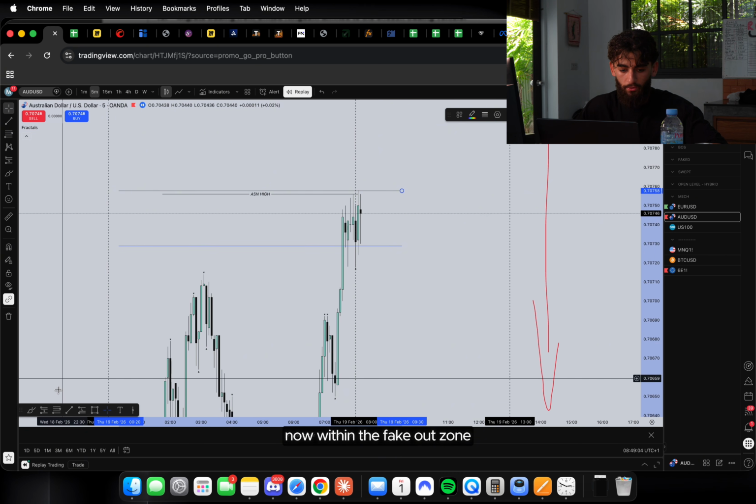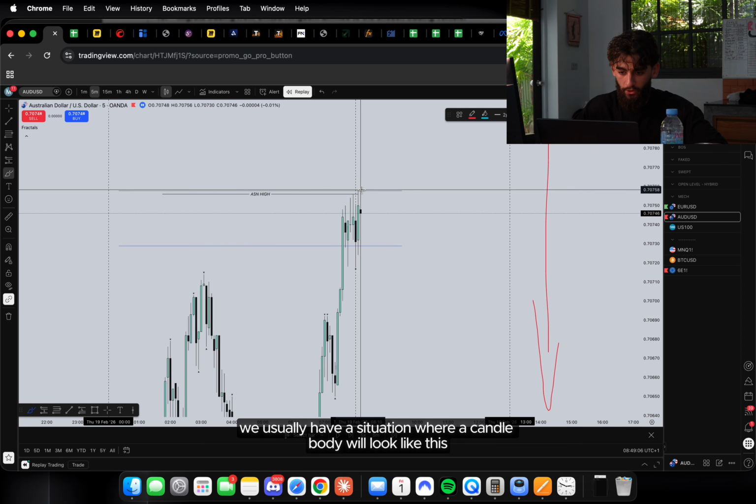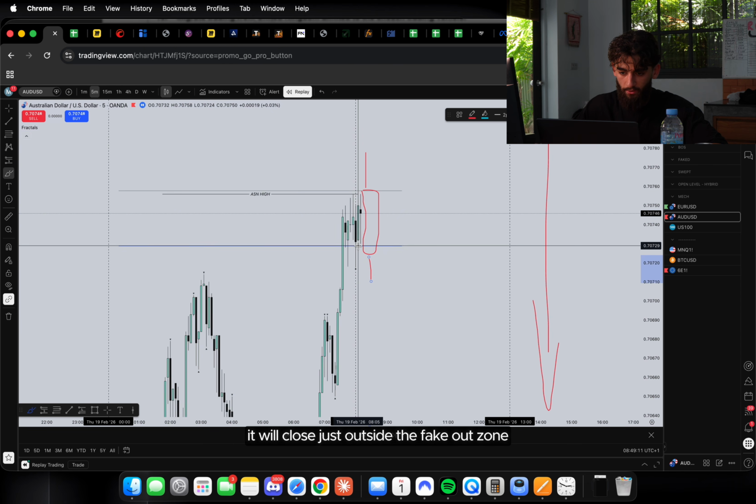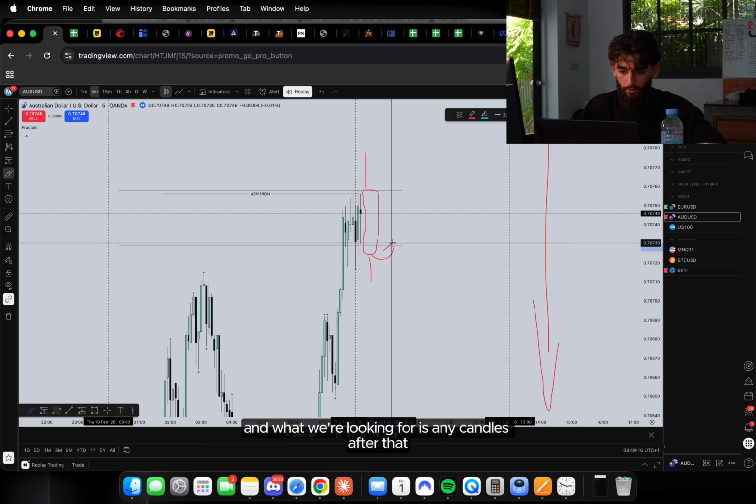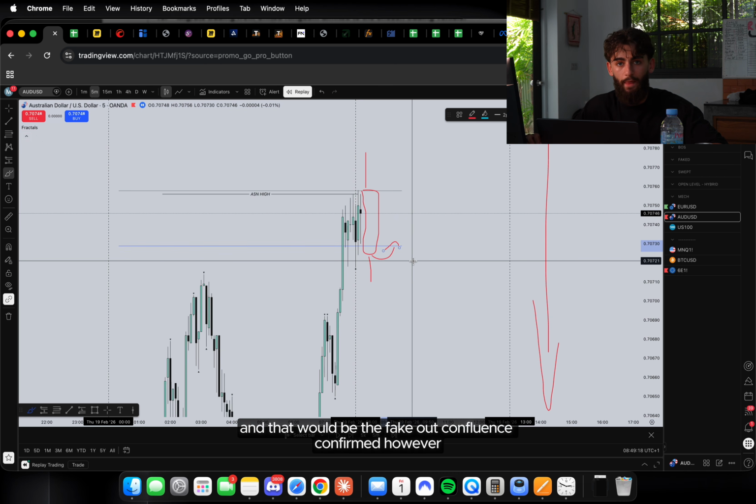Now within the fake out zone, we usually have a situation where a candle body will look like this. It will close just outside the fake out zone, and what we're looking for is any candles after that to tap this blue line, and that would be the fake out confluence confirmed.